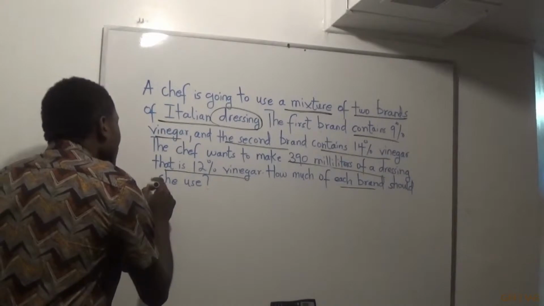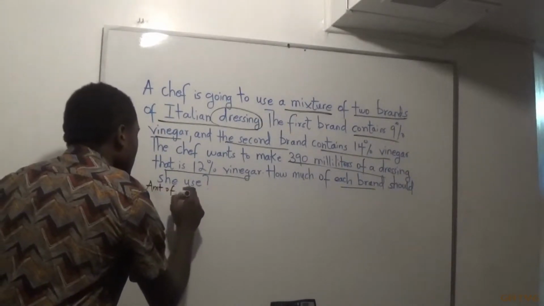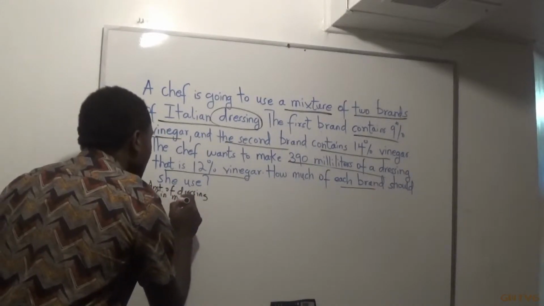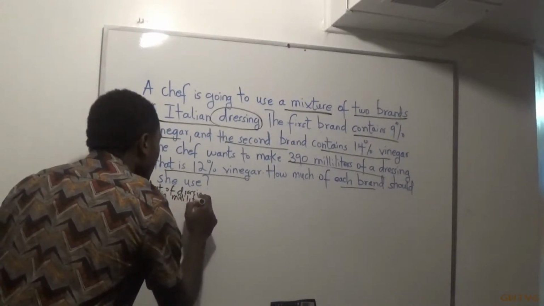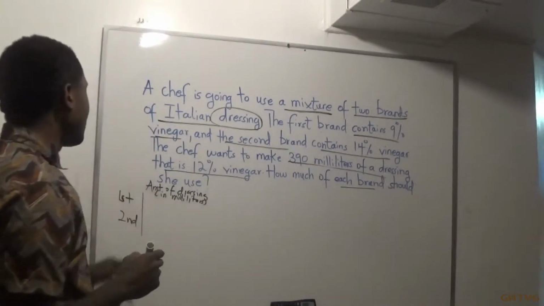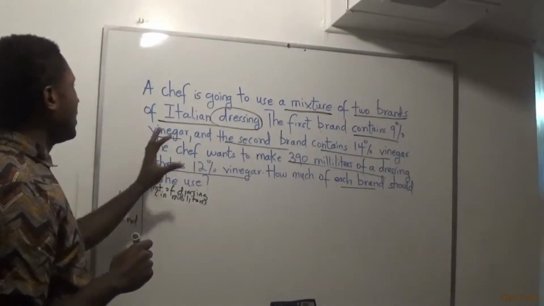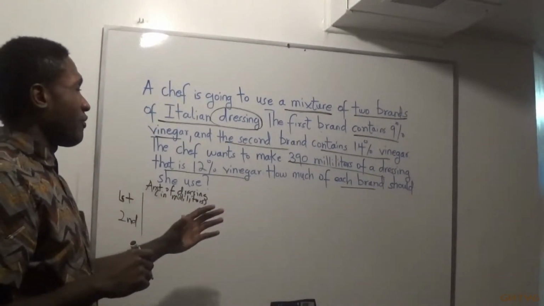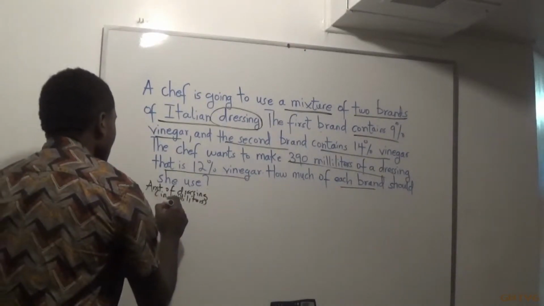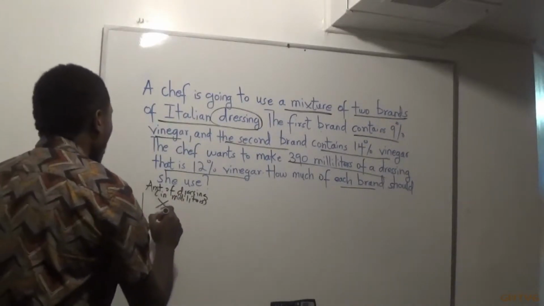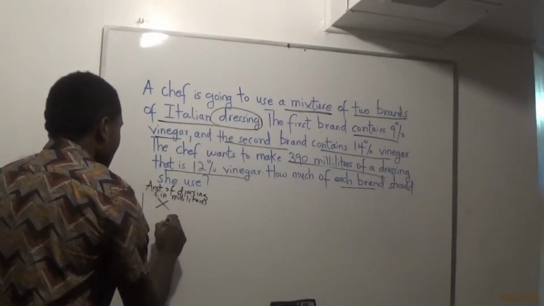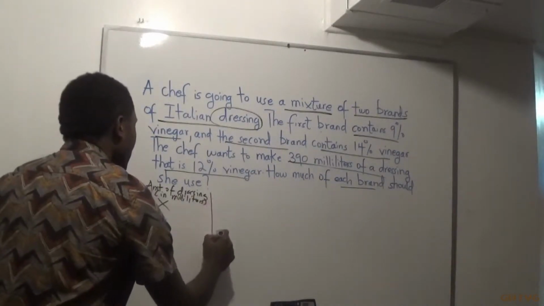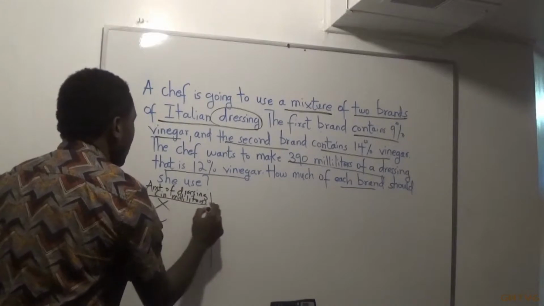What is the amount of dressing, and it's in milliliters? Amount of dressing for the first brand and for the second brand. They didn't mention the amount of dressing, and as a matter of fact, that's what we're looking for. So I'm just going to put X for that, and then Y for the second one, because they didn't tell us anything about both. So that'll be for the first column, right?